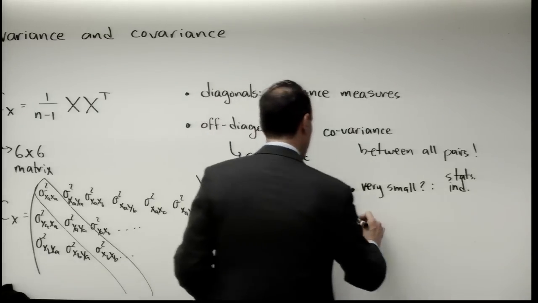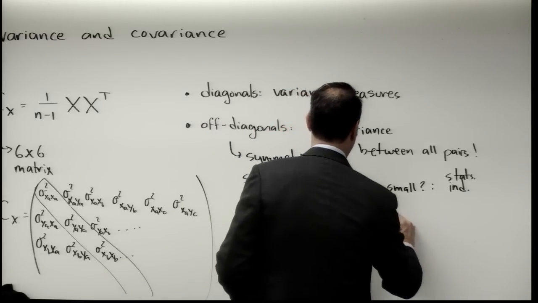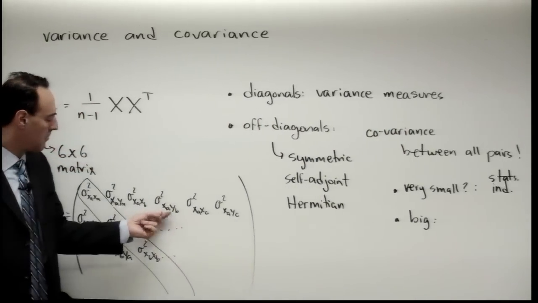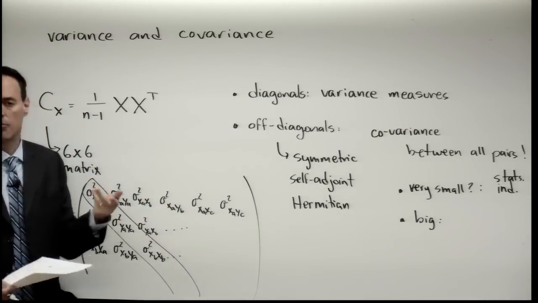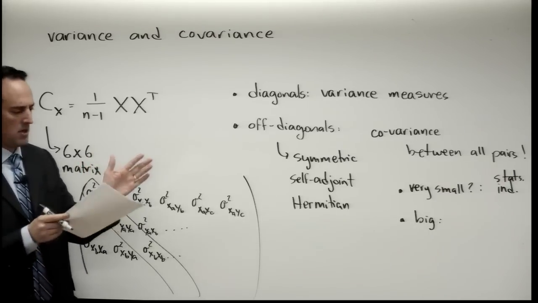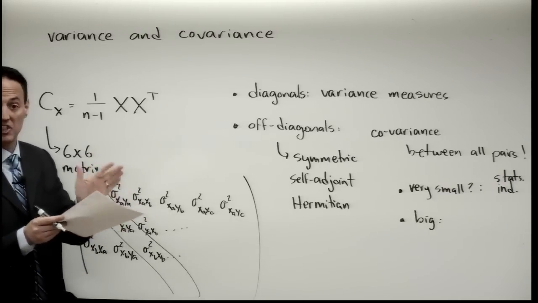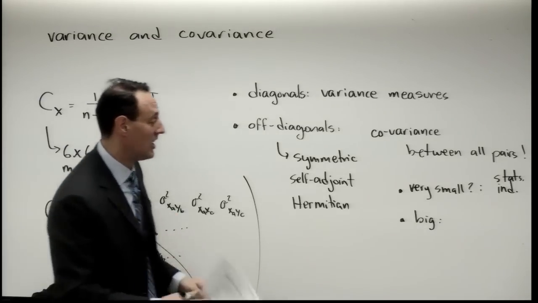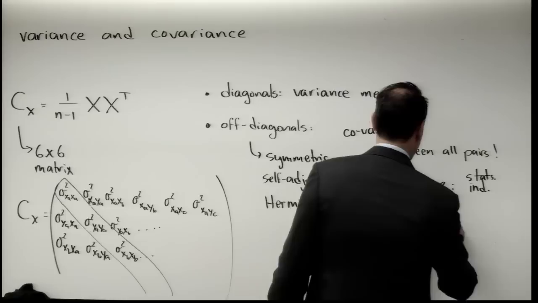However, if they're big or moderate sized, what does that mean? If this is pretty big, it means xA and y sub b have a big inner product. It means the two vectors have a lot of stuff that they share. Okay, so if they're very big, they're statistically dependent.